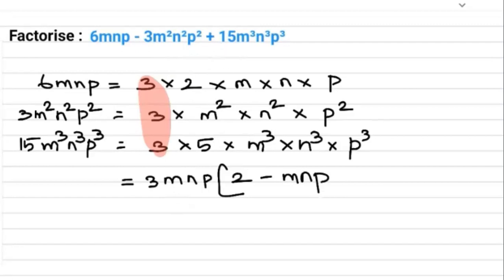Now plus 5. 3 into 5 is 15, and 3 we have already taken, so 5. m 1 time we have taken, so 2 times will be left. So m squared, n squared, p squared.